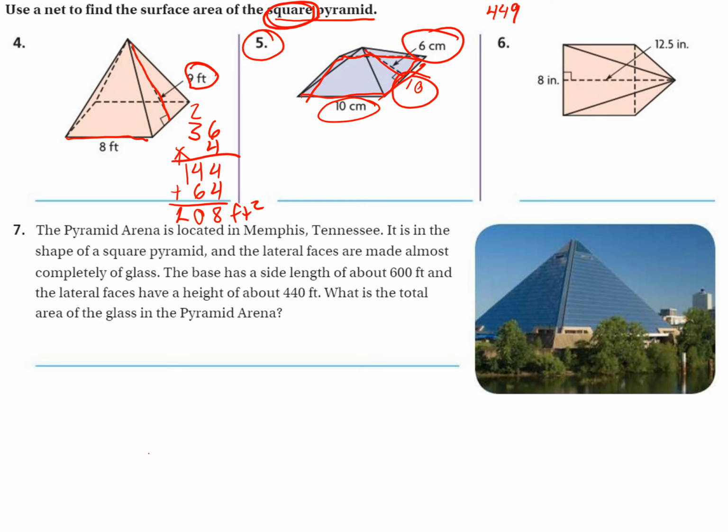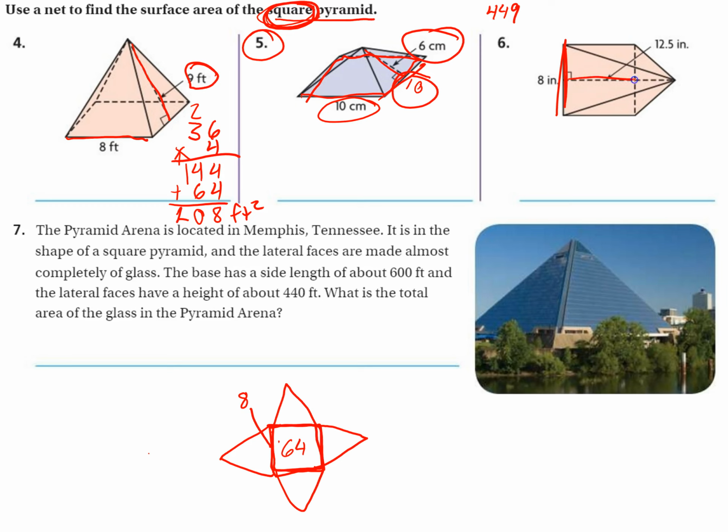Okay, number 6. Again, they told us it's a square pyramid, so this one looks a little different, but because they told us it's a square pyramid, I know it has a square base, and it's going to have triangles coming off for my net, just like the other ones. Okay, they told me that this line is 8, and so I know all of these are 8 because it is a square. And 8 times 8 we already did from the very first problem. 8 times 8 is 64. So I know the area of that base is 64.